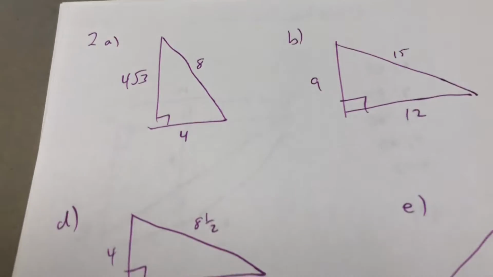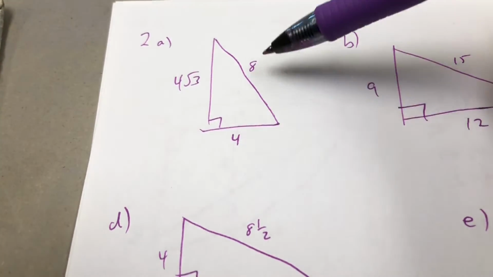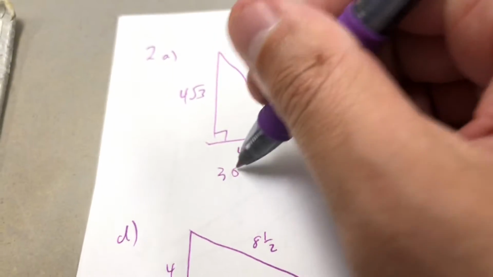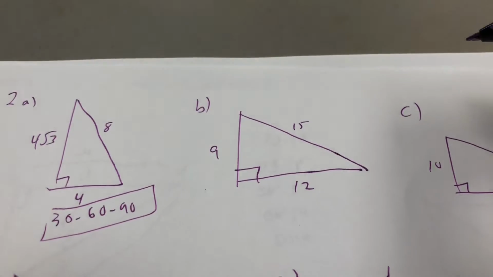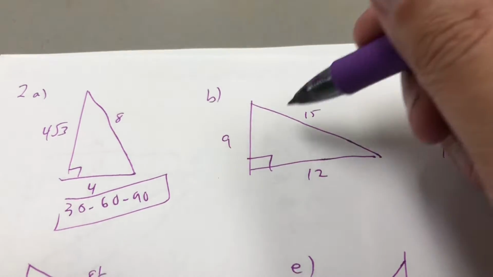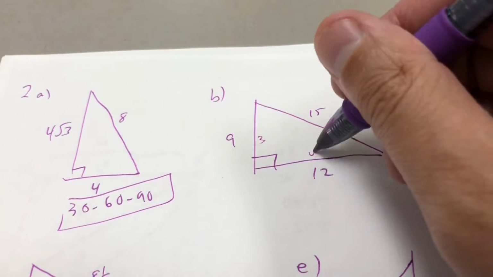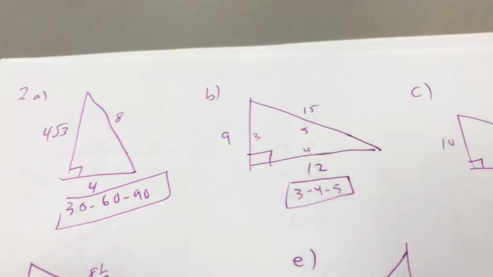So these could be triples, they could be 45, 45, 90, 30, 60, 90s. Anyway, if you look at the first one, you multiply by radical 3 and you double. That's a 30, 60, 90 triangle right there. In B, notice we have all three sides. If you divide out 3, you get 3 and 4 and 5. So that is a 3, 4, 5 right triangle.